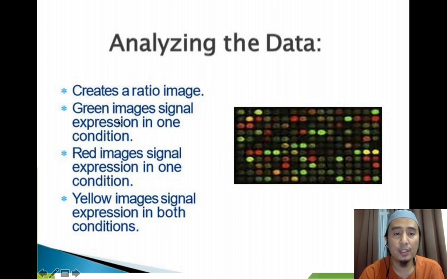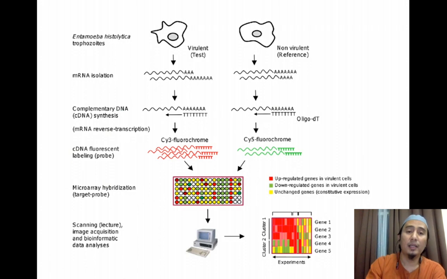It creates a ratio image: green signal expressed in one condition, red signal expressed in the other condition, yellow signal expressed in both conditions. So usually the green color is the control sample, okay? The red color appears to be a virulence factor, if you want to know your target cDNA. But the yellow color means both can bind, right? Okay, so this is the summary.